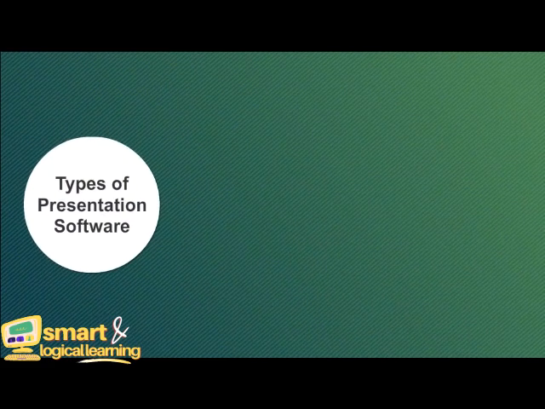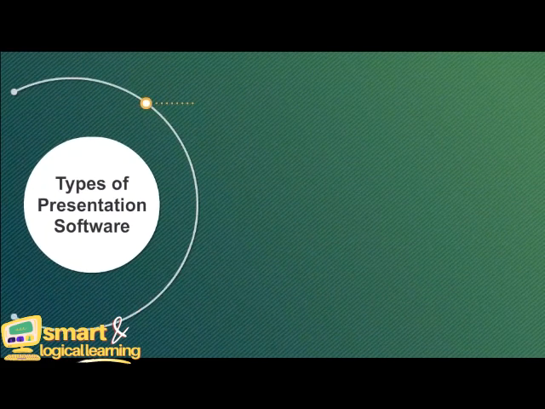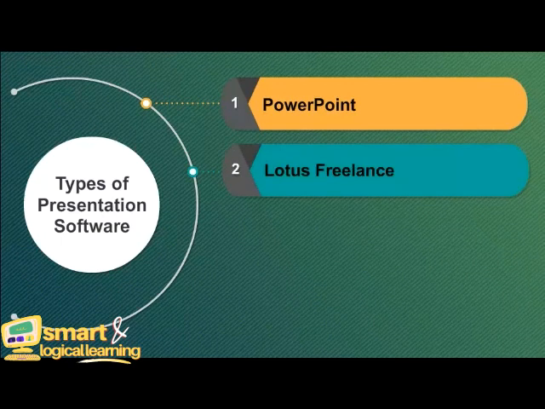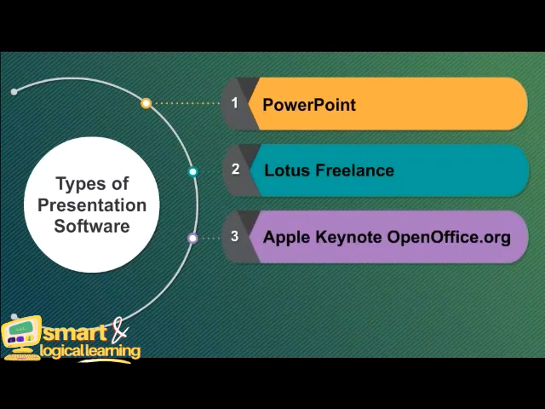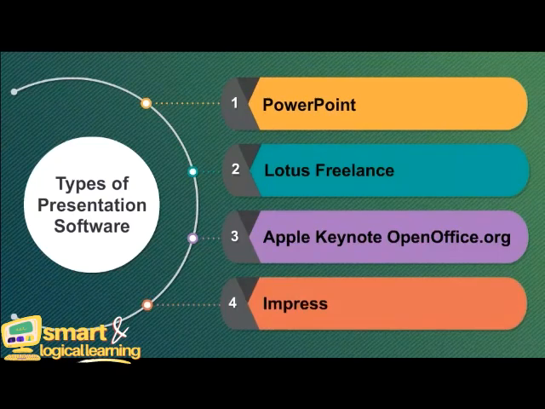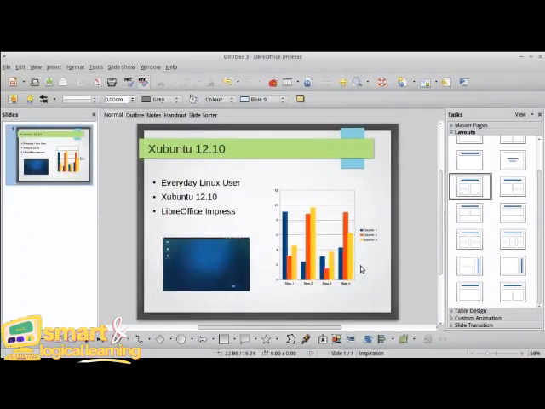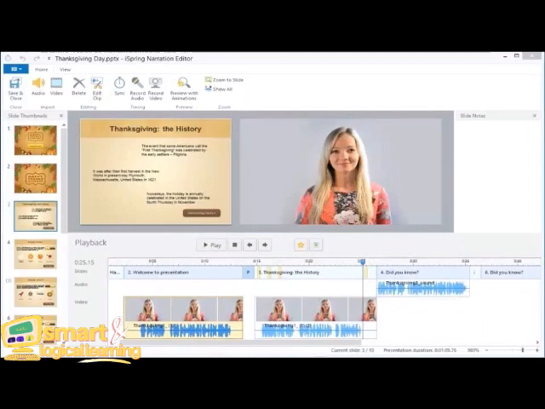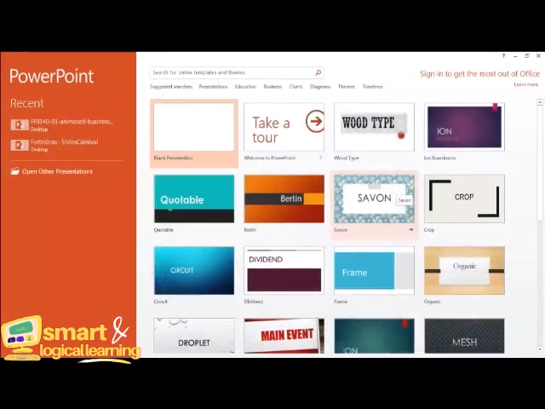Types of presentation software: PowerPoint, Lotus Freelance, Apple Keynote, OpenOffice.org Impress. These software help us to create presentations that display text supported by images, animations, audios and videos. PowerPoint is one of the most widely used presentation software. It is easy to learn and use.